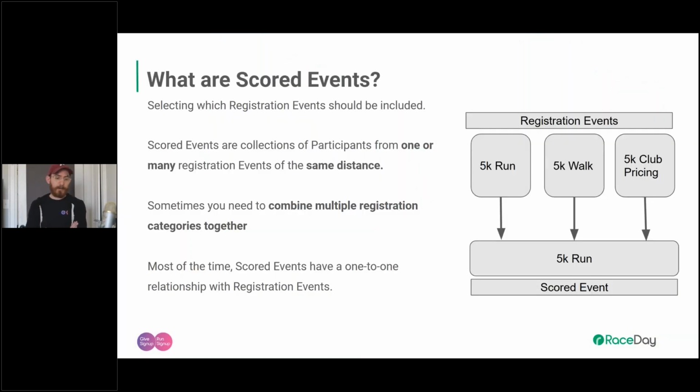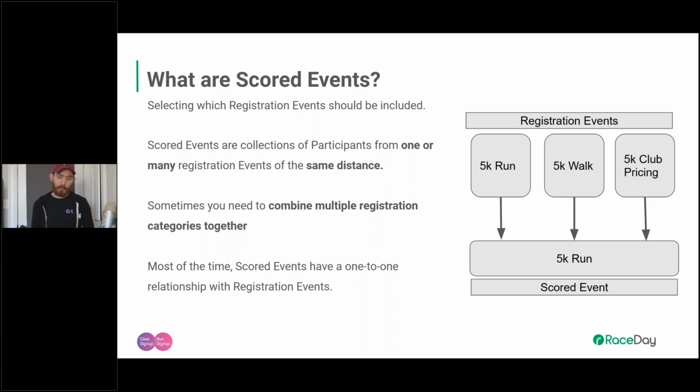Before we get to that part, let's talk about what scored events are. They are basically selecting which registration events should be scored together or included. Scored events are collections of participants from one or many registration events of the same distance. So on the right, I have 3 registration events, let's say, and 1 scored event. So this race, let's say it's an example, had a 5K run, a 5K walk, and a 5K club pricing. But at the end of the day, they wanted one report that lists all those people ranked together.